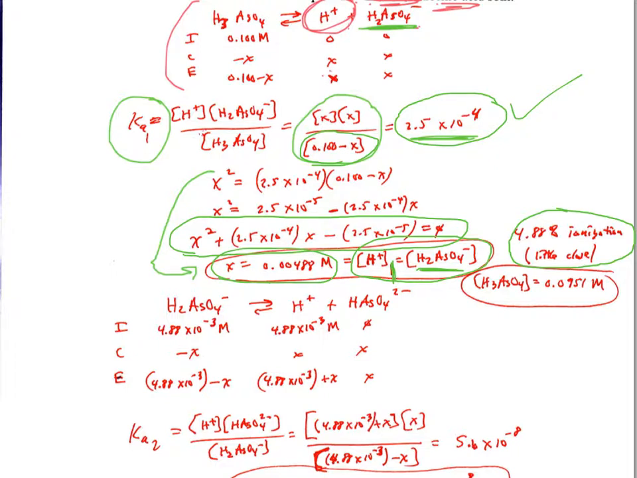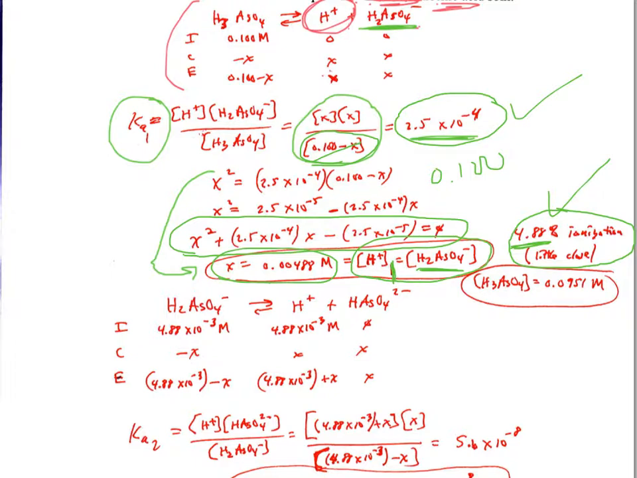You know, the cutoff is 10 to the negative 3. You typically aren't going to have to worry about this, but I wanted to prove to you, hey, why didn't I just do the assumption and keep that as 0.100 and drop the x value? It's because when you go back and do the percent ionization, it's 4.88%. That is, to 1 sig fig, 5%.